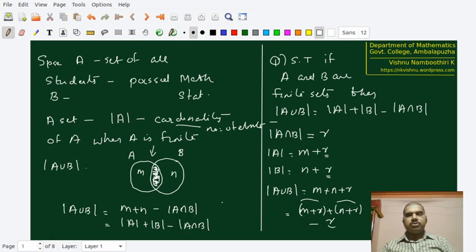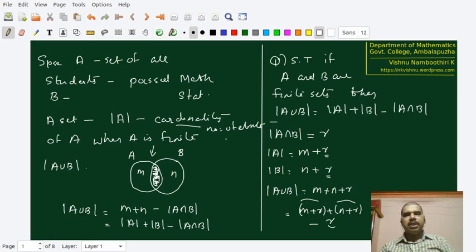Therefore, if you want to find the total number of students who have passed in either mathematics or statistics, then we need to take the number of students who have passed in mathematics plus the number of students who passed in statistics. Then we need to subtract those students who have passed in both mathematics and statistics.